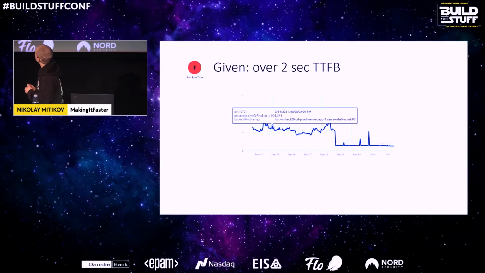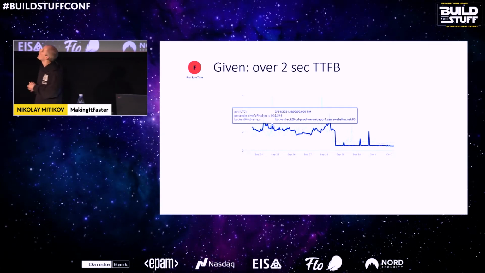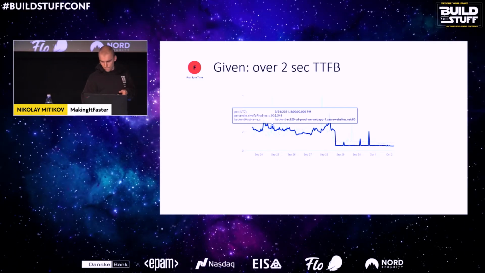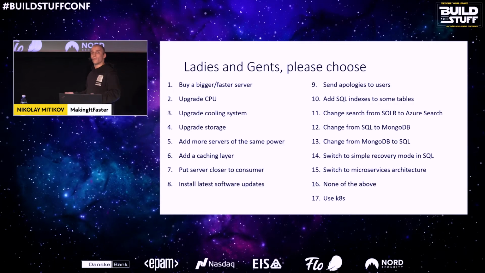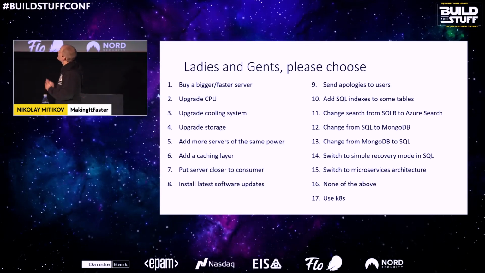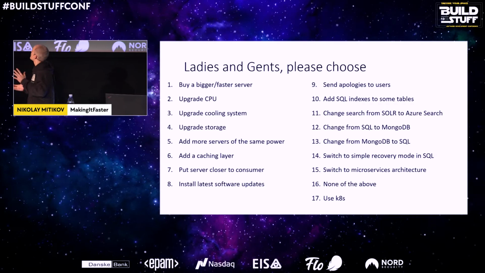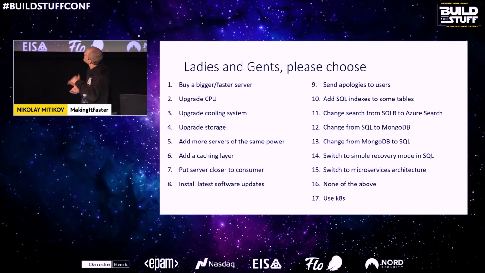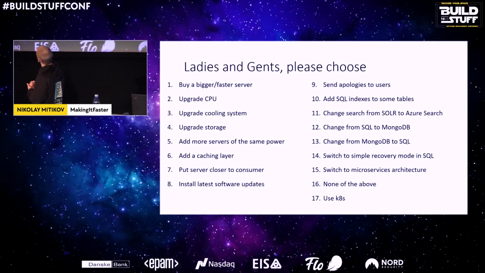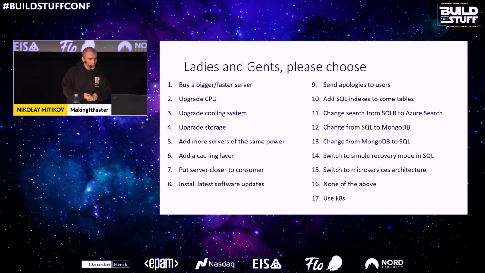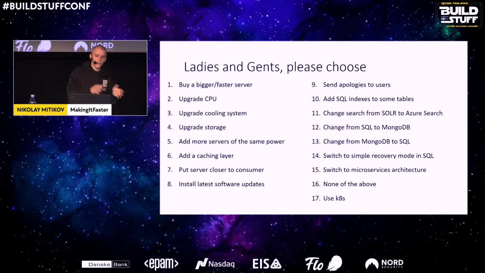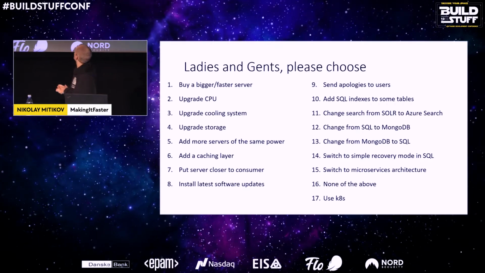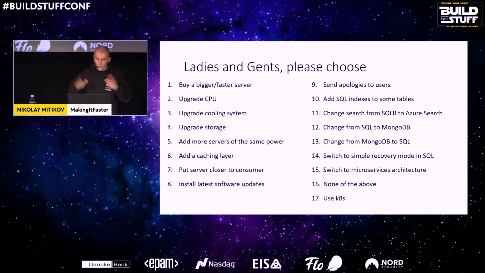Take a moment and think, please, what would you do in this case? How would you decide to resolve this problem? Because that's all we have for now. I have even a few options for you. We can get a bigger box, only CPU. Then we know that when the CPU gets hot, it emits a lot of heat and starts throttling, so we might want to update the cooling system. Storage, add more servers, add fewer servers, put servers closer, put servers far away, whatever, everything. We can switch from SQL to Mongo, from Mongo to SQL, use microservices, use Kubernetes.